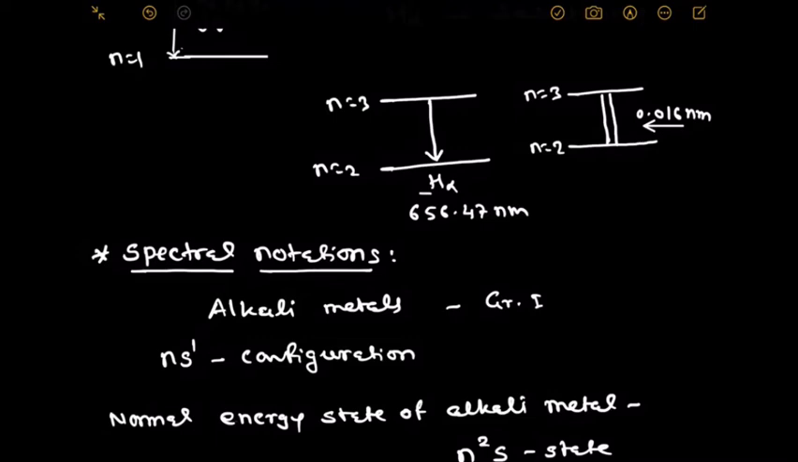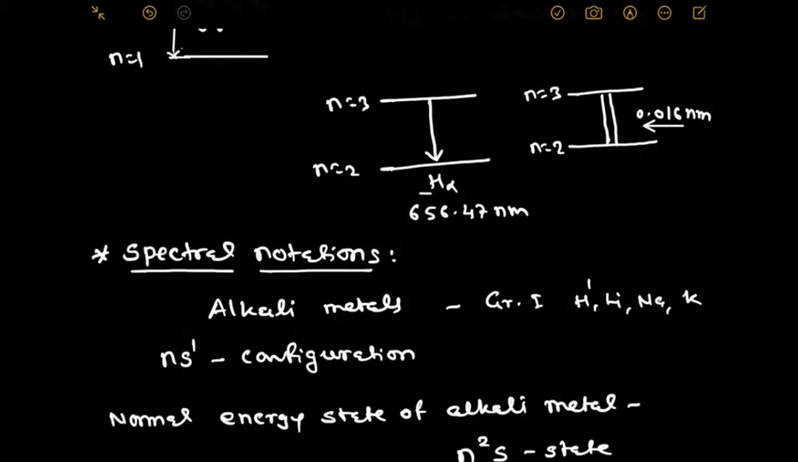All those elements have the ns1 configuration. What does that mean? This group one elements are like hydrogen, lithium, sodium, potassium. Now we see the configuration. Hydrogen, what is the configuration? 1s1, meaning there is only one electron. That electron we call the valence electron or optical electron.